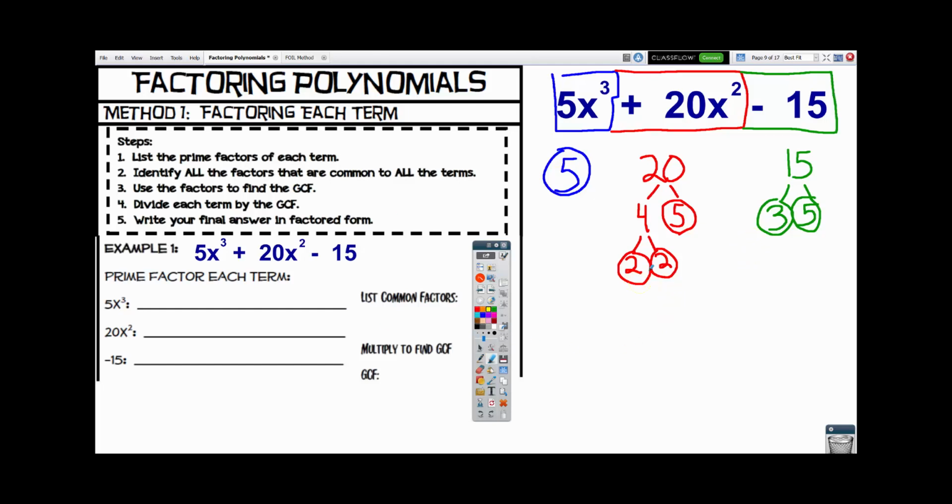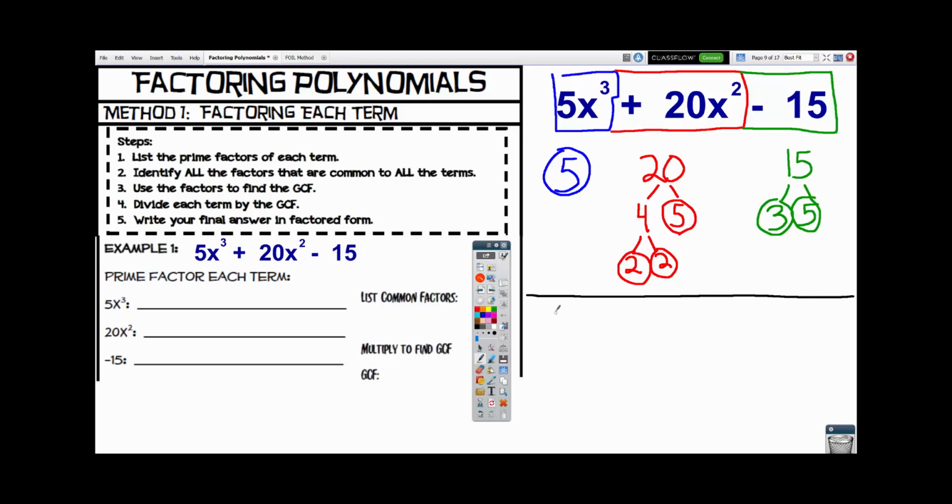Okay, so now let's look at each list of prime factors, and we need to pick out what they have in common. Okay, and while we figure out what that is, let's approach this in a slightly different way. Let's actually use what I have these sections here for in our foldable. And let's move on to the variables.